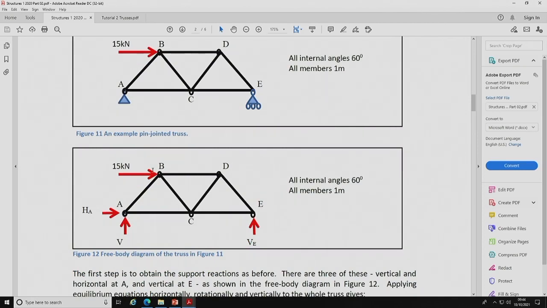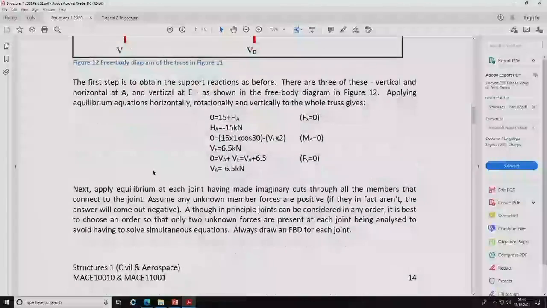Now, it's fine for this one, but imagine this structure is like the Forth Railway Bridge or something much bigger, and you are an engineer, you went there on an inspection, and you saw some part of the truss is corroded, for example, and you want to see how much load possibly is coming into this member. You don't want to do those hundreds of joints, one after another, to reach the middle of the truss. That's where the second method, method of section, comes in.